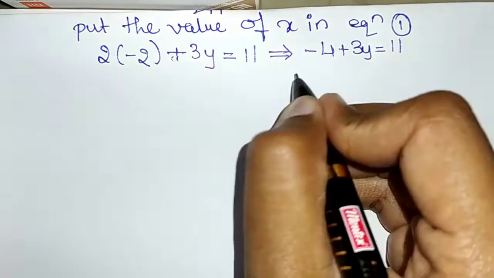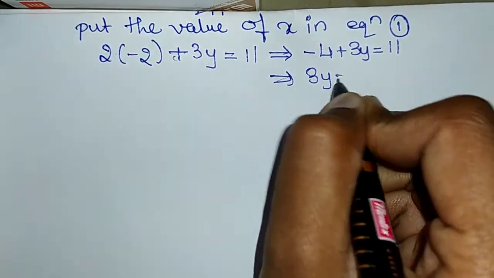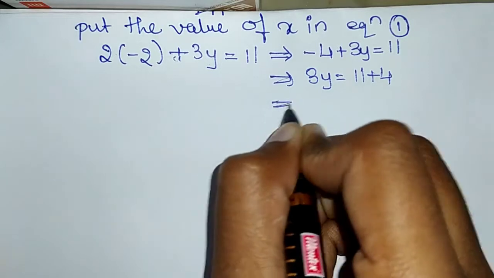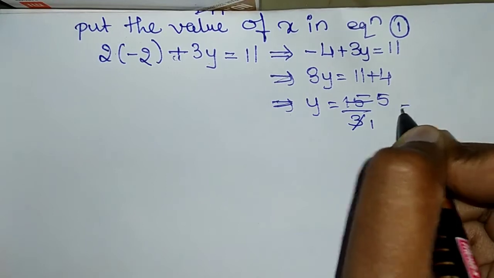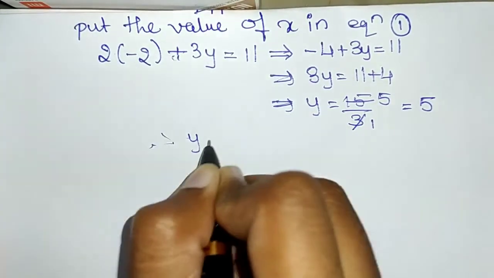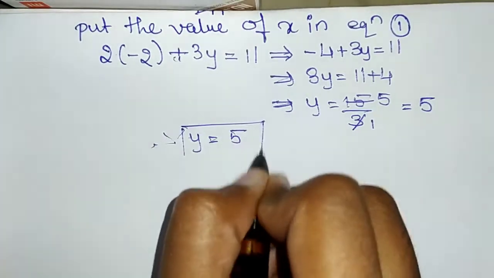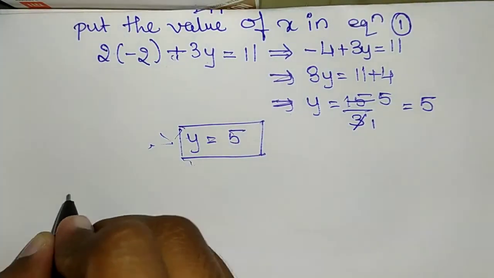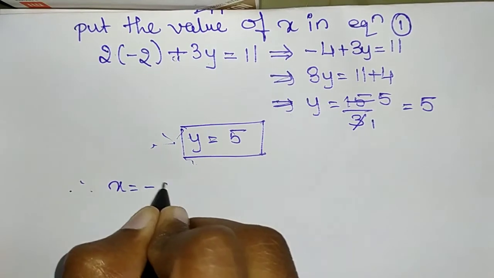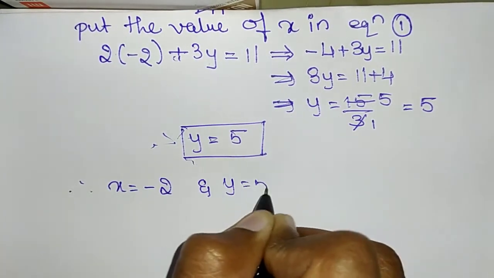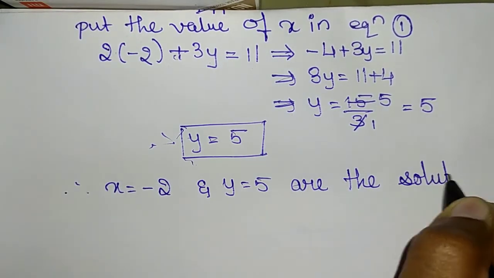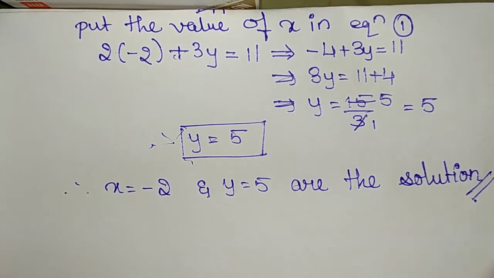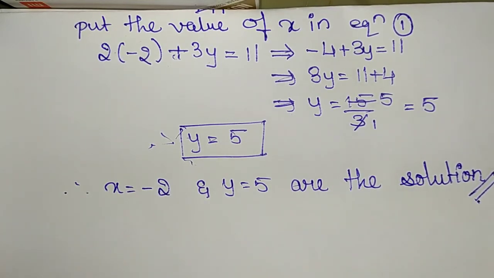So now on simplification we get 3y is equal to 11 plus 4. This implies y is equal to 15 by 3. 3 fives are 15, which is equal to 5. Therefore y is equal to 5 is the value of the second variable. Therefore x is equal to minus 2 and y is equal to 5 are the solutions. So this is the elimination method to find the solutions for a pair of linear equations in two variables.